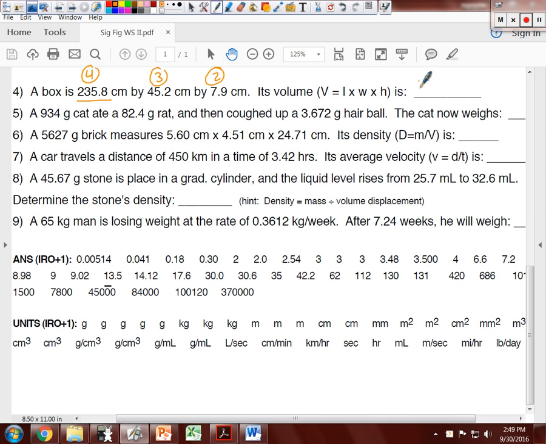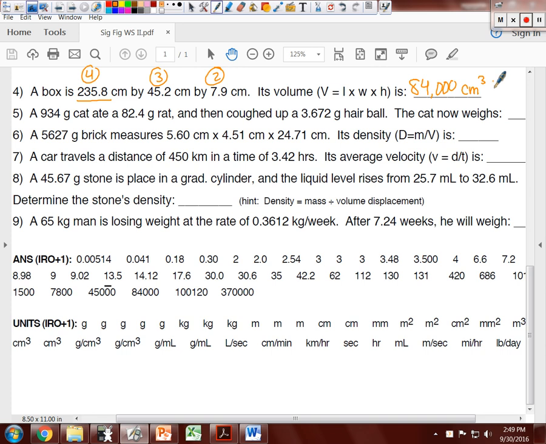84,000. Everybody agree? Okay, so 84,000. And what's your unit on that? Very good, cubic centimeters. Anybody got a question on that? Okay. All right, number 5.